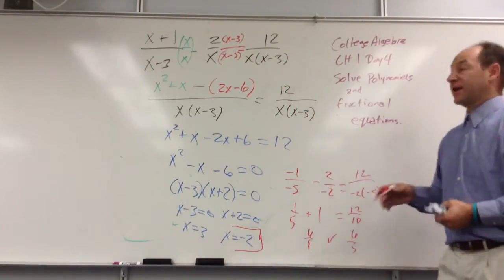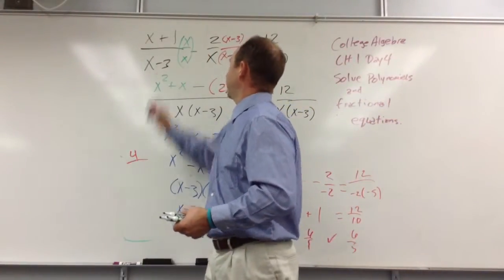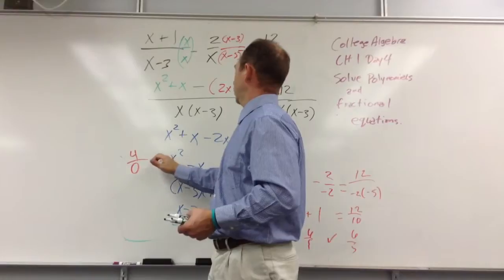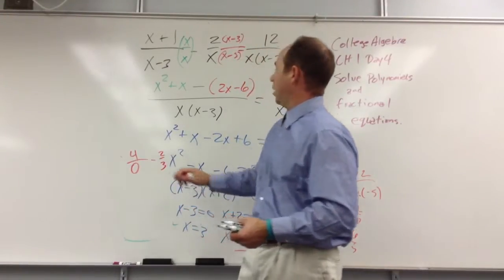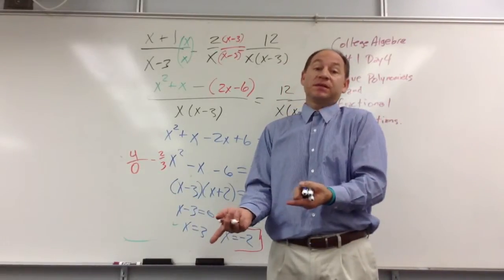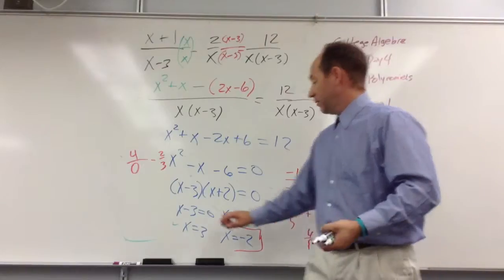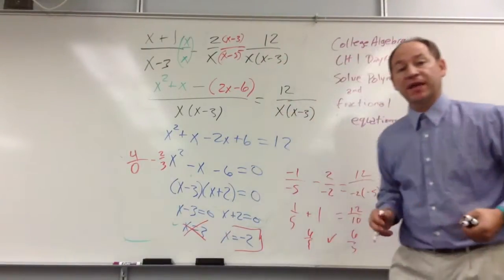Let's go back and check on x equals 3. 3 plus 1 is 4, over 3 minus 3 is 0. Oh, no! What's happened? I'm dividing by 0. We can't divide by 0. Therefore, this is not really a solution. That's what we call an extraneous solution.